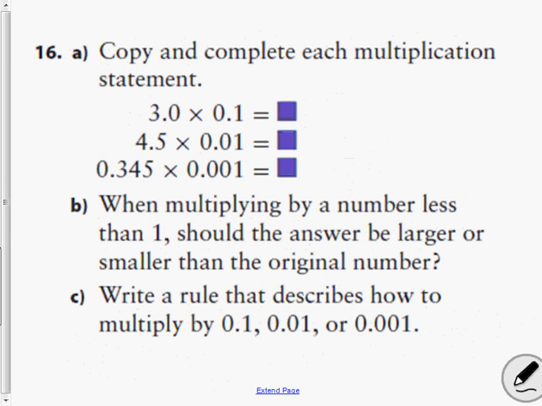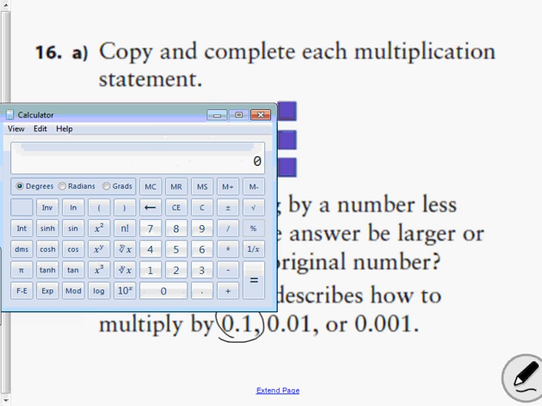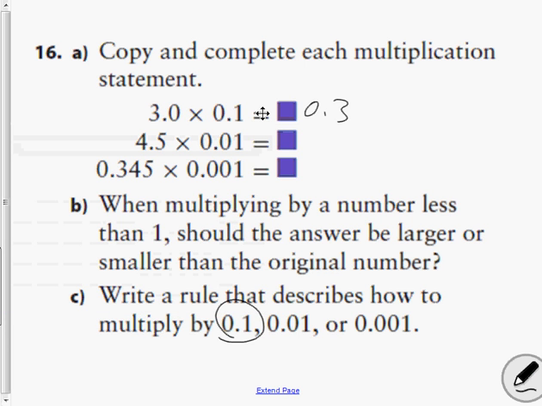Question 16. Copy and multiply each multiplication statement. So when you multiply by a tenth, we'll go back down to the rule first. Actually, we won't. We'll use a calculator. So 3 multiplied by a number less than 1 should be less than 3, and we know from before it becomes 0.3. So I'll put that there for that one.